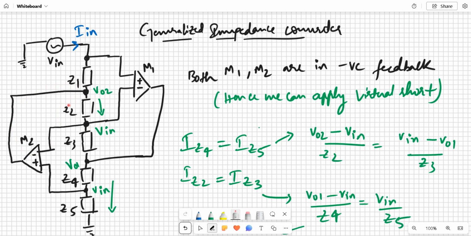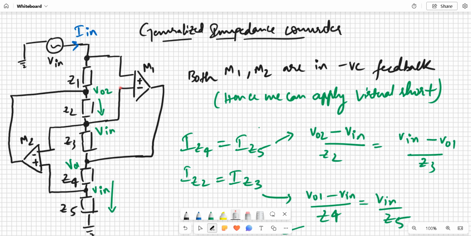Because they are in negative feedback, we can apply the concept of virtual short in the op amps. While analyzing any op amp circuit, please make sure that you apply virtual short only when the op amps are in negative feedback. Otherwise, the virtual short concept is not applicable, and you might go wrong with the answer.